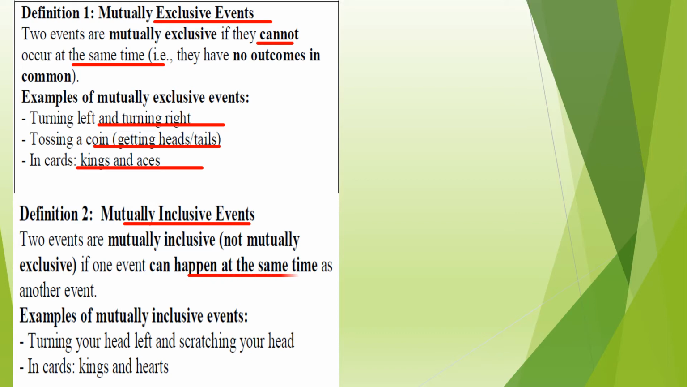Definition number 2, mutually inclusive events. Two events are mutually inclusive or not mutually exclusive if one event can happen at the same time as another event. Examples of mutually inclusive events are turning your head left and scratching your head. So you can do this at the same time. In cards, you can have king and hearts because in hearts there is a king. So at the same time, you can have a king and hearts.